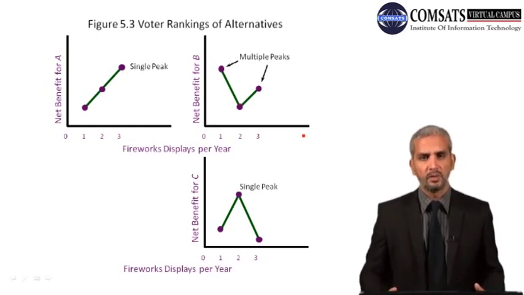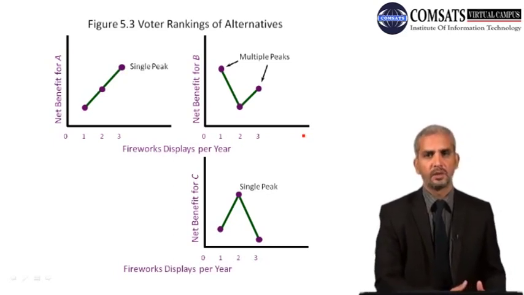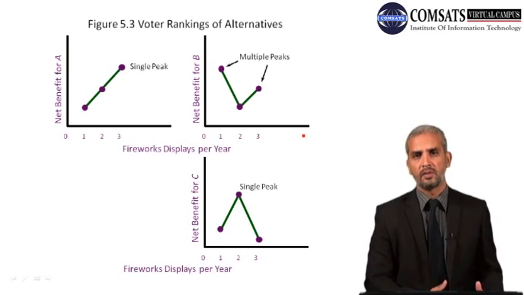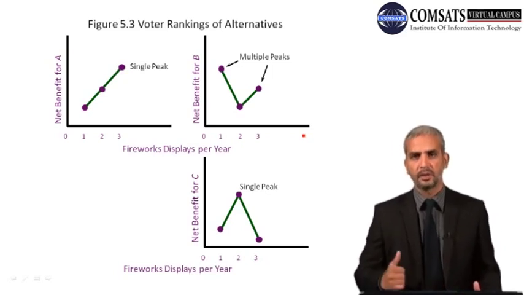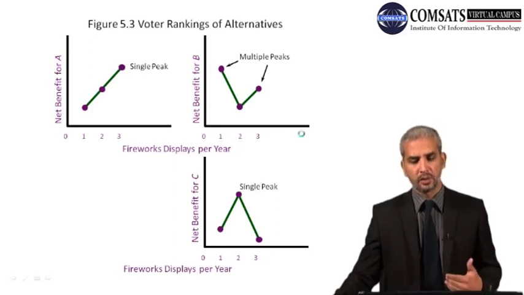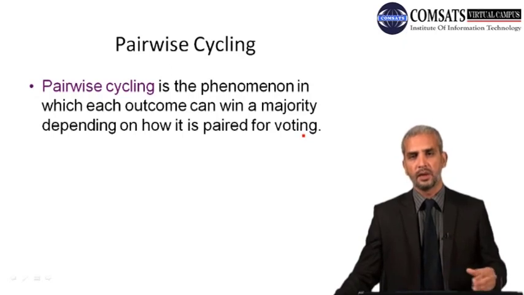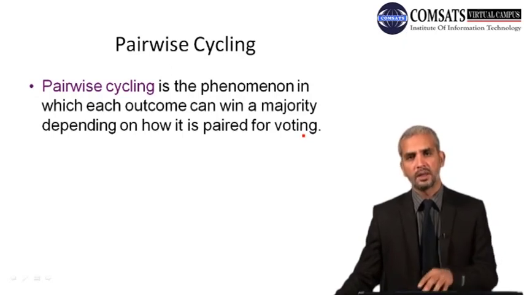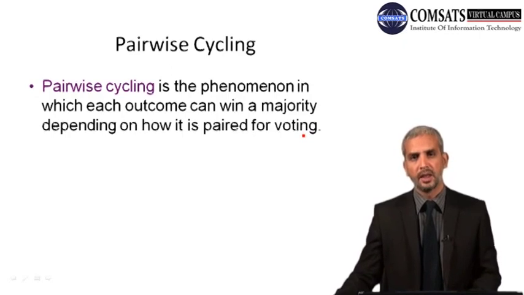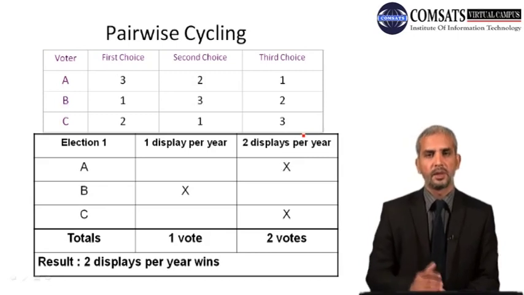would be the case where an individual would be better off at two extremes. For example, as he moves away from his first choice he would not be better off, but as he moves further away from his first choice he would be much better off. So we tried to show a voting system and pairwise cycling, a phenomenon in which each outcome can win a majority depending upon how it is paired. For these three alternatives, 1, 2 and 3 displays of fireworks per year, we conducted a vote based on individuals' preferences, which are shown in the top table, while the bottom table represents the election outcome.